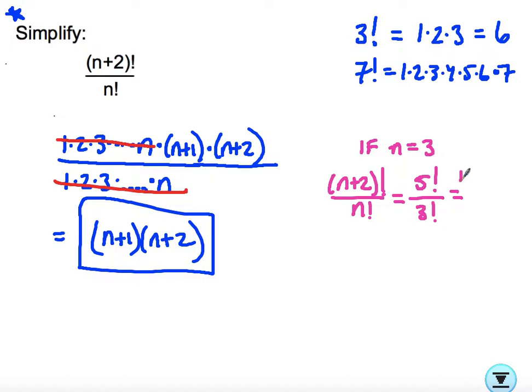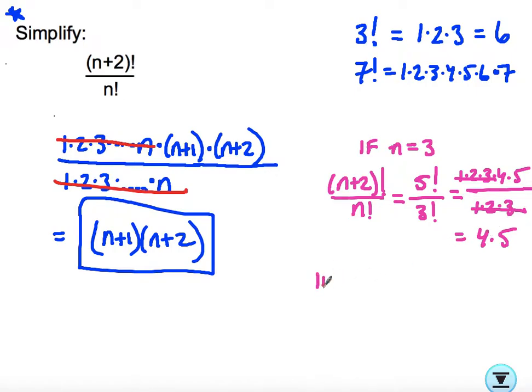I know that 5 factorial is 1, 2, 3, 4, 5 all multiplied together, and I know 3 factorial is 1, 2, 3 all multiplied together. Do you see how we can cancel the 1, 2, 3 and the 1, 2, 3 from top and bottom? I'm left with 4 times 5. Now I know that's 20, but just let it sit there for a second and let's keep looking for patterns.